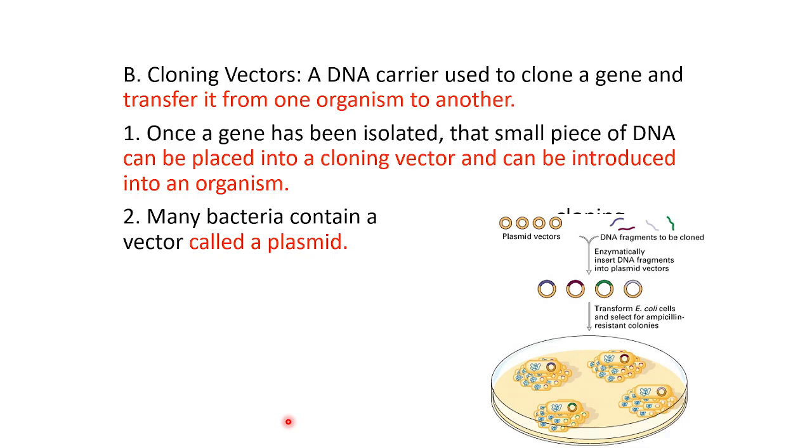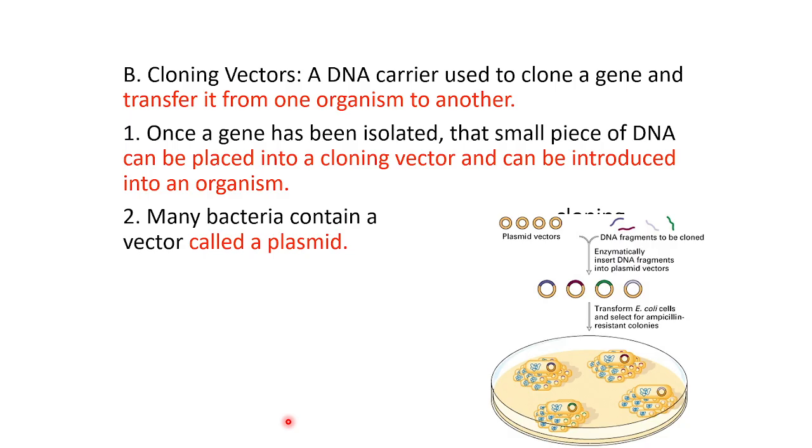When you have treated your construct with a restriction enzyme, you need to put it into a particular vector. That's the cloning vector. A DNA carrier that is used to clone a gene and transfer it from one organism to another is known as a cloning vector. Once the gene has been isolated, that small piece of DNA can be placed into a cloning vector and introduced into an organism.